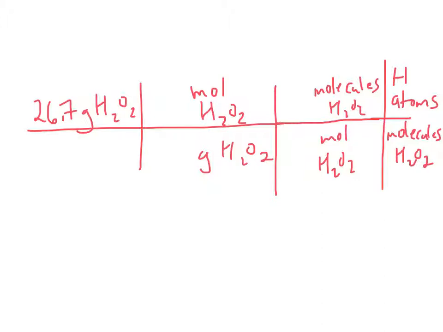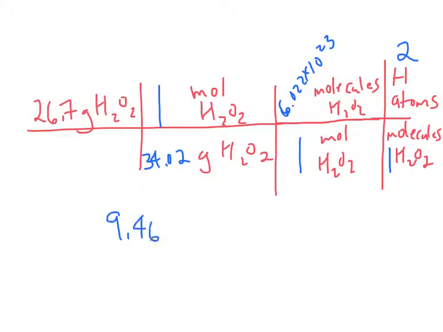The molar mass of hydrogen peroxide is 34.02 grams per mole. We know that 1 mole of hydrogen peroxide represents 6.022 times 10 to the 23rd molecules of hydrogen peroxide. We also know that 1 molecule of hydrogen peroxide has 2 hydrogen atoms in it. So that's what our dimensional analysis looks like. I know it's kind of squished on there, but if you calculate this out, I ended up with 9.46 times 10 to the 23rd hydrogen atoms as my final answer.